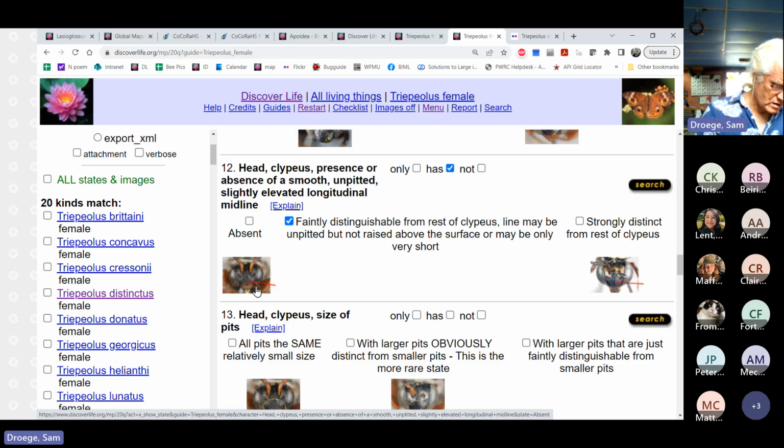Concavus is a fun one. That's, I believe, yeah, that's the one that's a Cephastra specialist. So many fun bees. Yep, we get rid of this one, our little lunatus friend. Sure, I got it right. So concavus now is scored for a faint line.